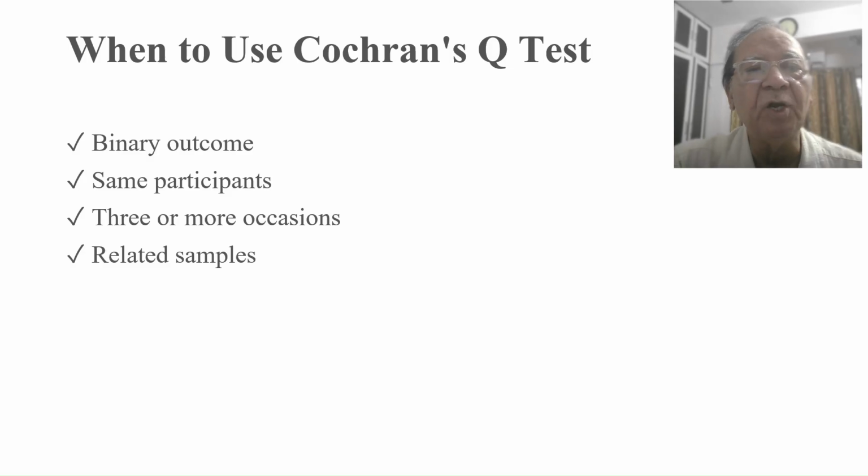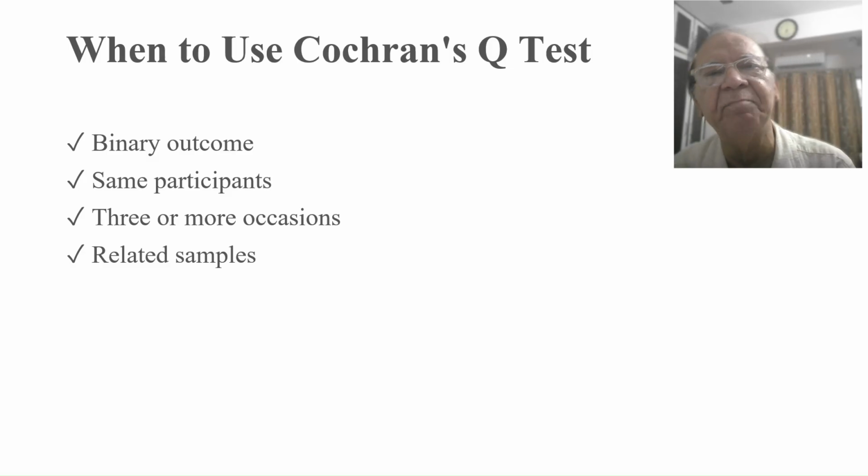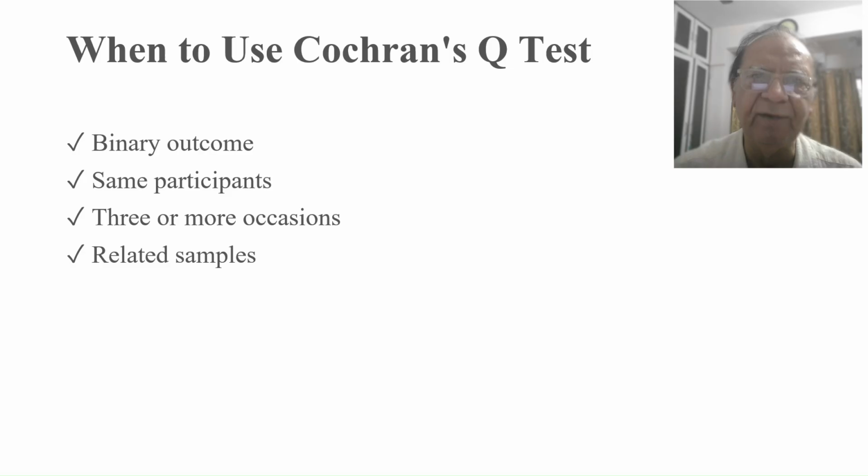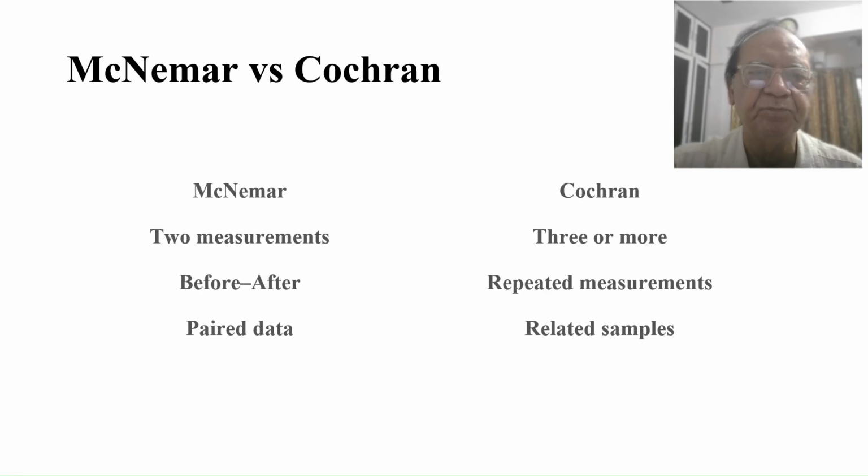There are 4 important conditions. First, the outcome variable must be binary, 0 and 1. Second, the same participant must be measured repeatedly. Third, there must be at least 3 related measurements. Finally, the observations must be related because they come from the same individuals.